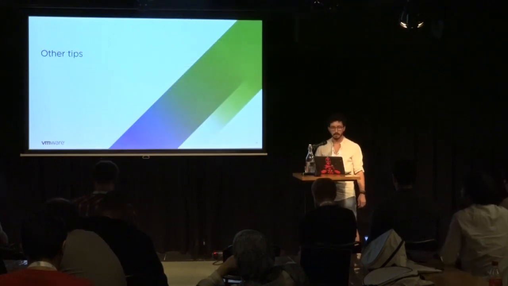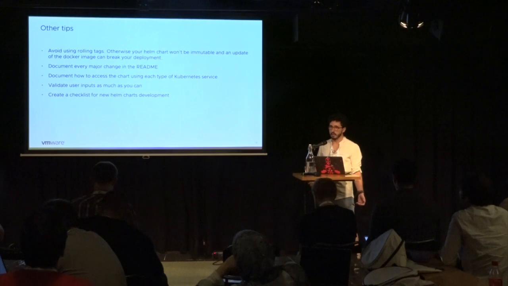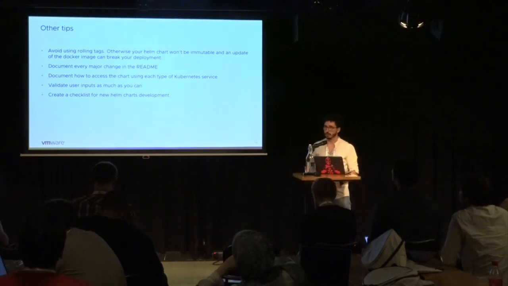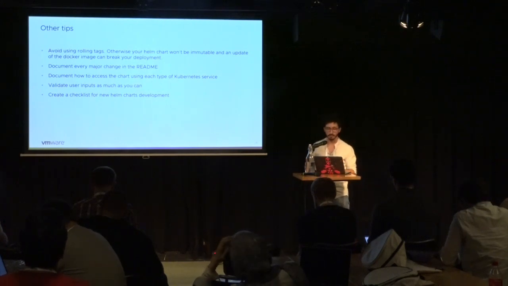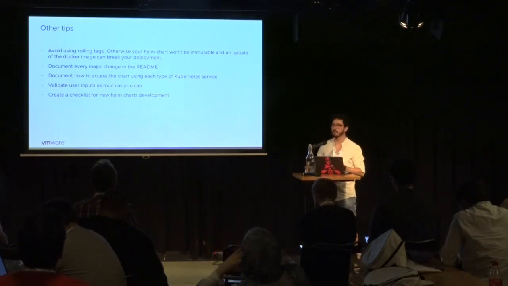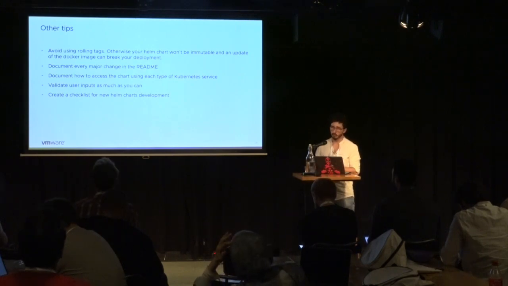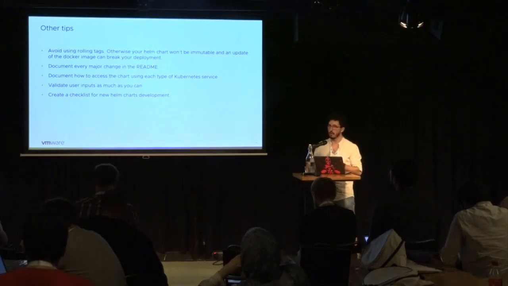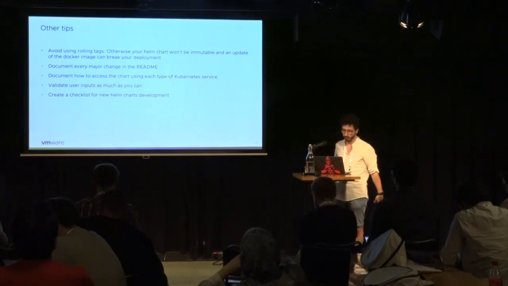Other tips. Avoid using rolling tags on your charts, otherwise the chart is not immutable, and if you push a new version of your rolling tag, you can break the chart. Document every major change in the README, and also I find it really useful to document how to access the chart, no matter how you configure the service, no matter if you configure it as node port, cluster IP, ingress, or load balancer. For me, it's really helpful to have those instructions in the NOTES.txt.